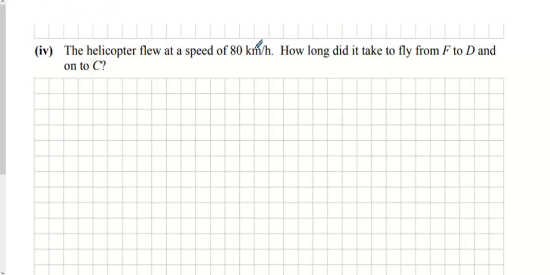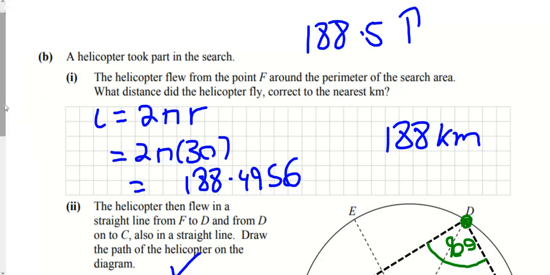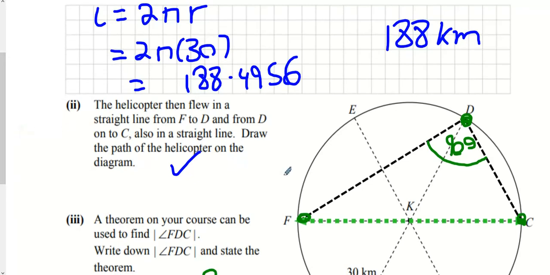The helicopter flew at a speed of 80 kilometers an hour. How long did it take to fly from F to D and then on to C? Okay. Do we know the distance F to D? No. Do we know the distance F to C? What's F to C? Anybody?